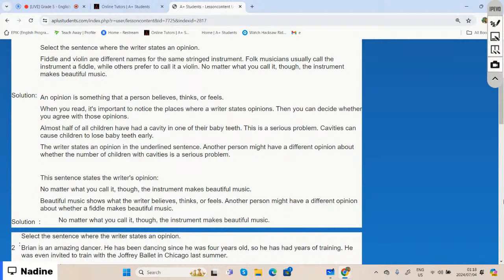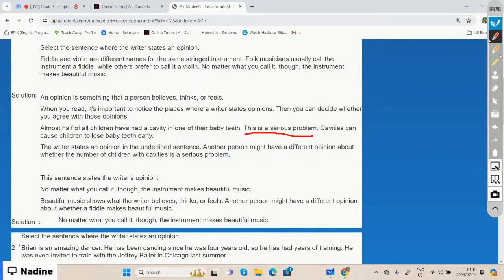All right. And we made an example: almost half of all children have had a cavity in one of their baby teeth. This is a serious problem. Cavities can cause children to lose baby teeth early, right? So that underlined sentence, this is a serious problem, is the opinion that the writer basically added.